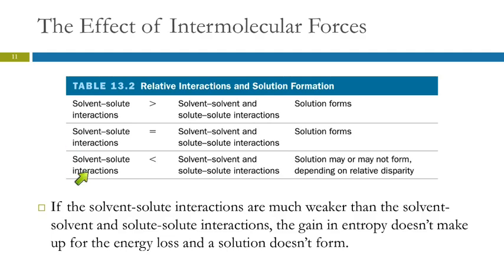So that would be something like this, where the solvent-solvent and the solute-solute interactions are stronger than those between the solvent and the solute. So the interactions of the solute, let's say the women are the solute, they're speaking Swedish to each other. Those interactions are stronger than what they have with the Japanese men. And so it's not going to mix well. Depending on how much greater that is, the solution may or may not form. It depends on the relative disparity.